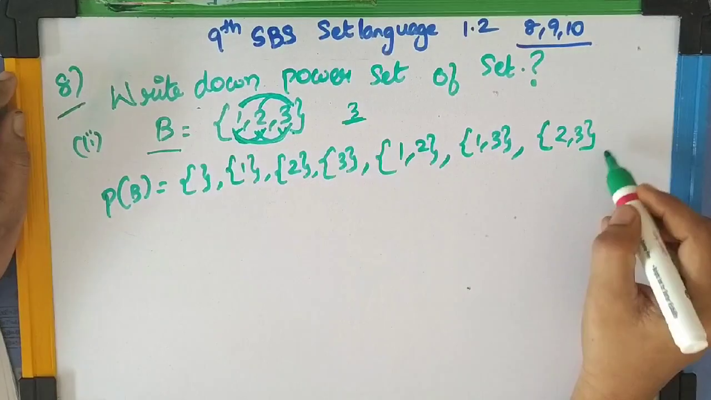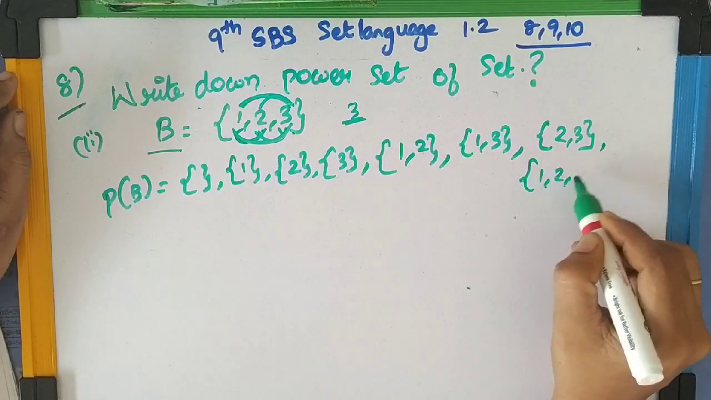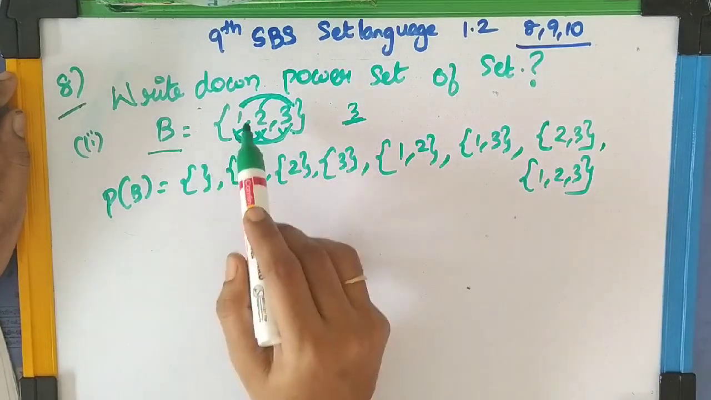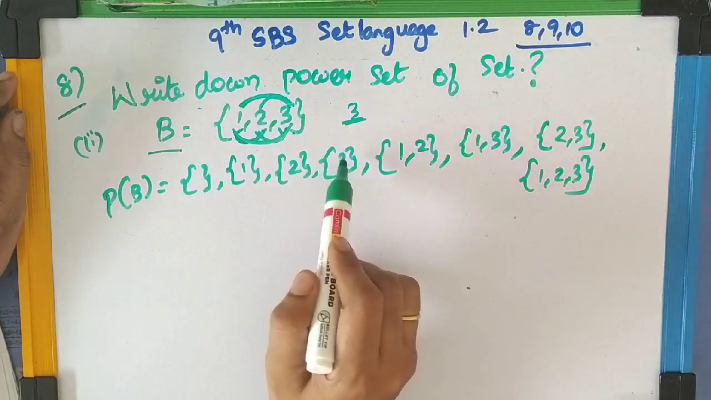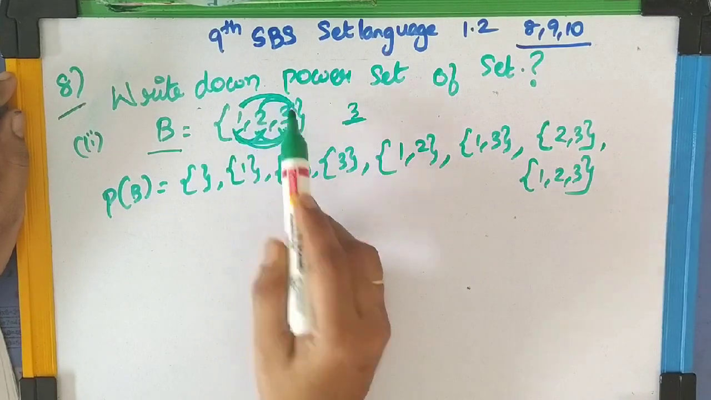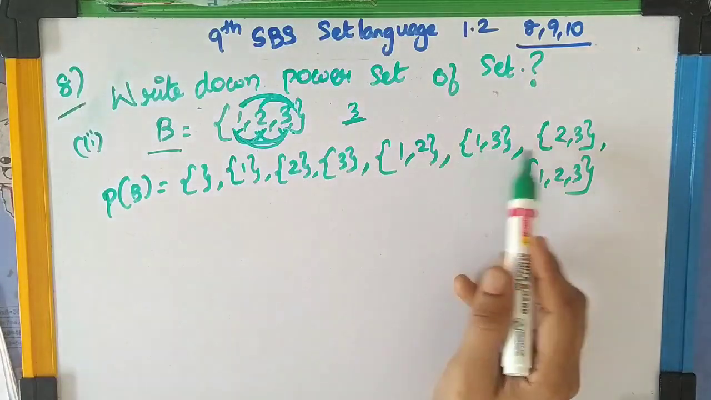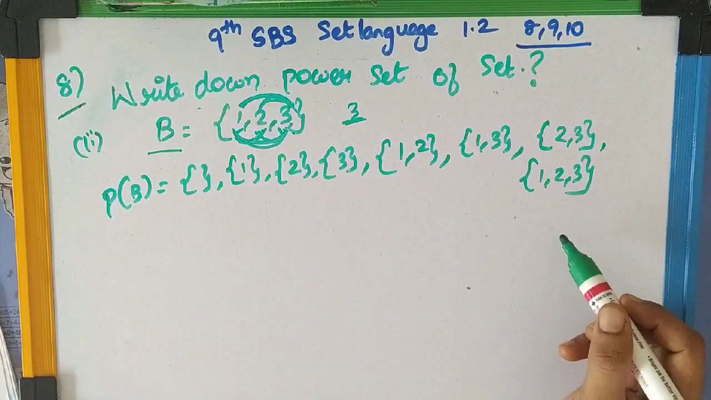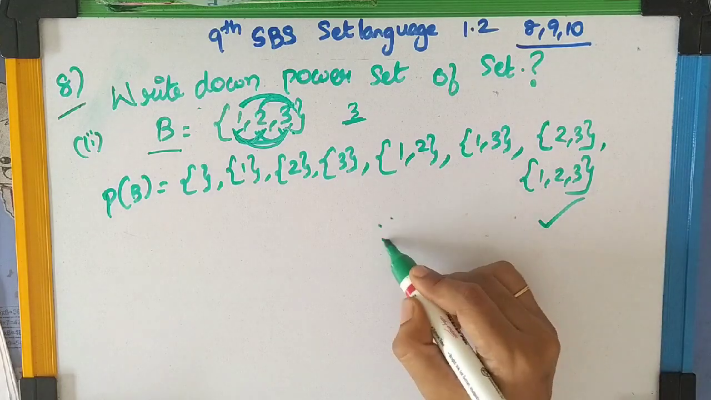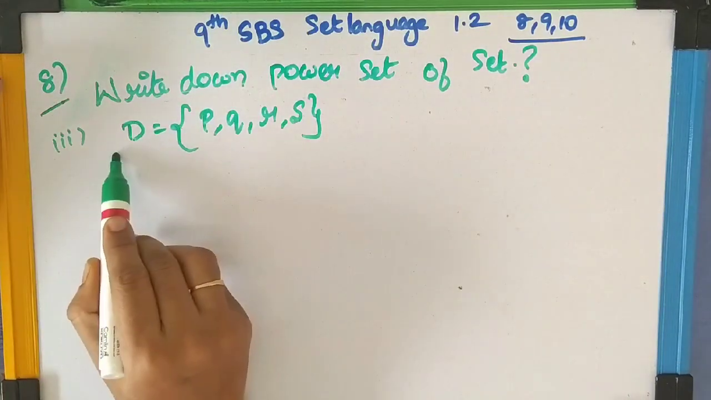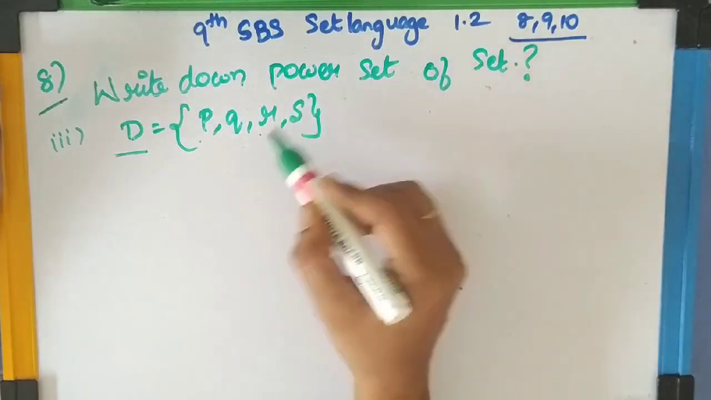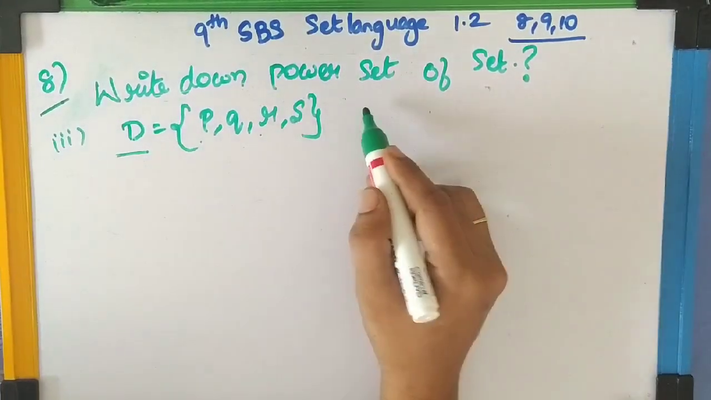Okay? Now, if we count the subsets of a set which has 3 elements, there will be 8 subsets. A null set, 3 single element sets, 3 two element sets and 1 set with all elements, that is 1, 2 and 3. So totally there will be 8 subsets. Okay, are you clear? Now we have to find the subsets for a set D which has 4 elements.